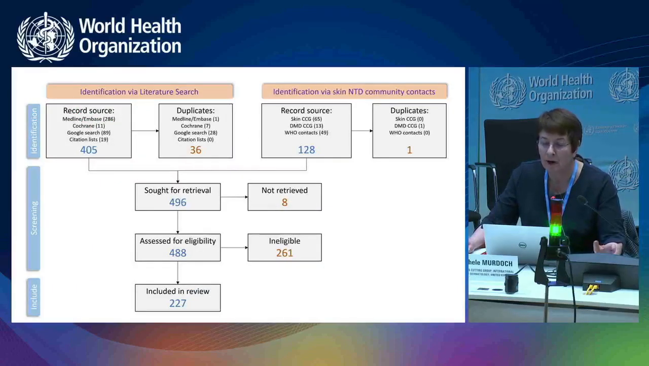This results flowchart shows our preliminary data. The two top boxes on your left are from the literature search, and the top two on the right from the skin NTD community contacts. After removal of duplicates, there were 496 records. We were unable to retrieve 8, which left 488 records. 261 were deemed ineligible, which left 227 records included in the review.